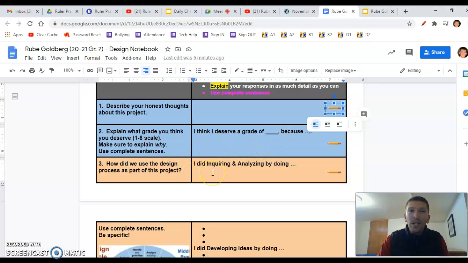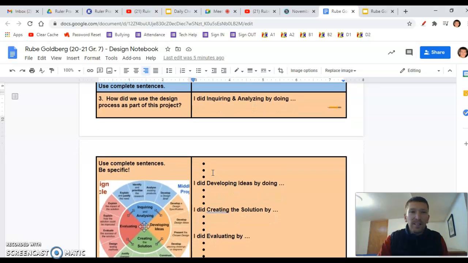Third question, how did we use the design process? So remember, for all of our projects, we're going through the design process. We didn't just build immediately. We had to go through the process of inquiring and analyzing and developing ideas.